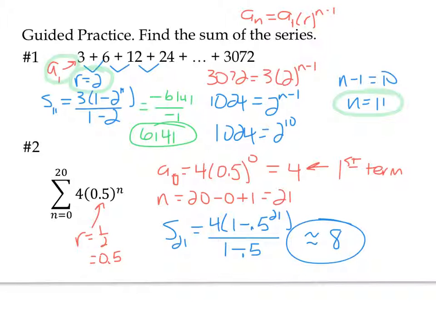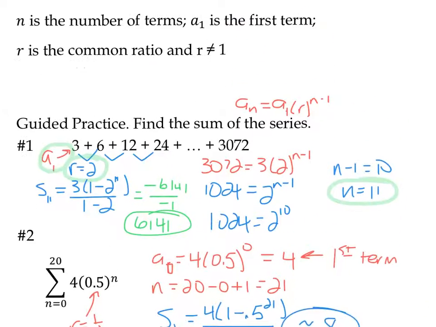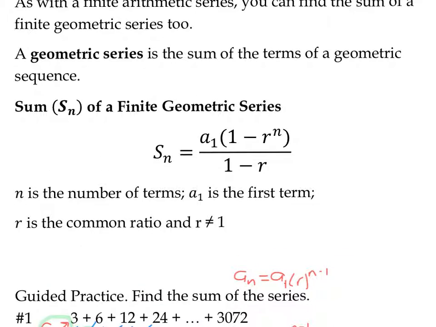And we need to know the first term, the common ratio, and the number of terms. Those are our 3 pieces of information we need to be able to go in and figure out what our sum is going to be for our series. To find the series, we need the first term, the common ratio, and the number of terms. Those are our 3 key pieces of information.